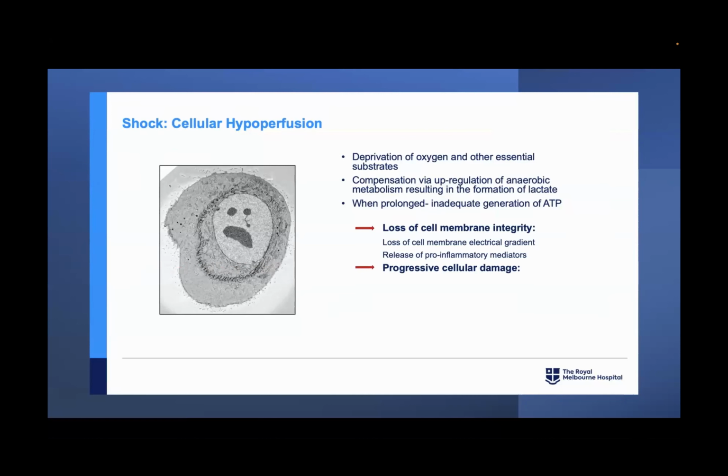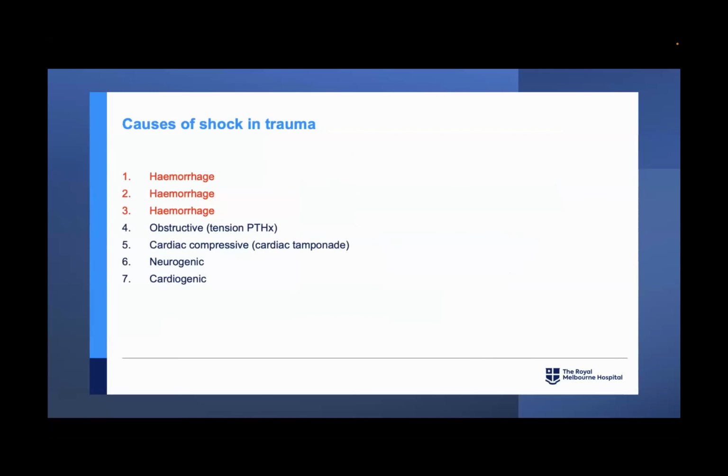This then results in progressive cellular damage, resulting in increased tissue permeability, edema, impaired receptor function, and eventually irreversible cell injury and organ failure. Ultimately, this means we want to resuscitate the patient to maintain oxygen delivery at a cellular level. Otherwise, the patient will progress to irreversible cell damage, multi-organ failure and death. And this is essentially the progression of the systemic inflammatory response that we see in severe trauma.